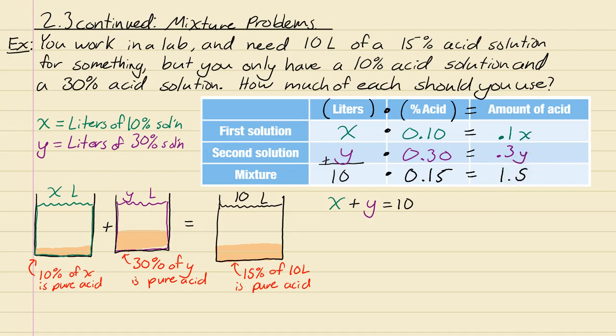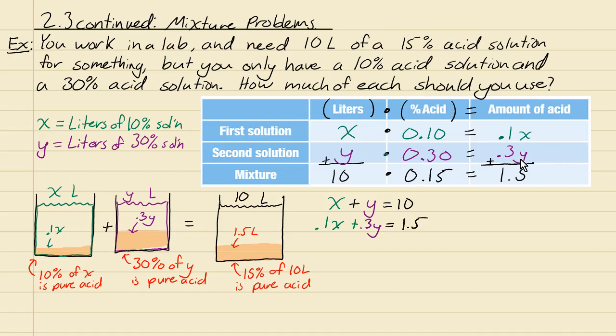Now, to get this other equation, what we're going to say is we know that this volume of acid here is 0.1x, and this volume of pure acid is 0.3y. They get combined into this 1.5 liters here, that 15% of 10 liters. So that means if you're adding the volumes of acid here, we'll get 0.1x plus 0.3y equals 1.5.